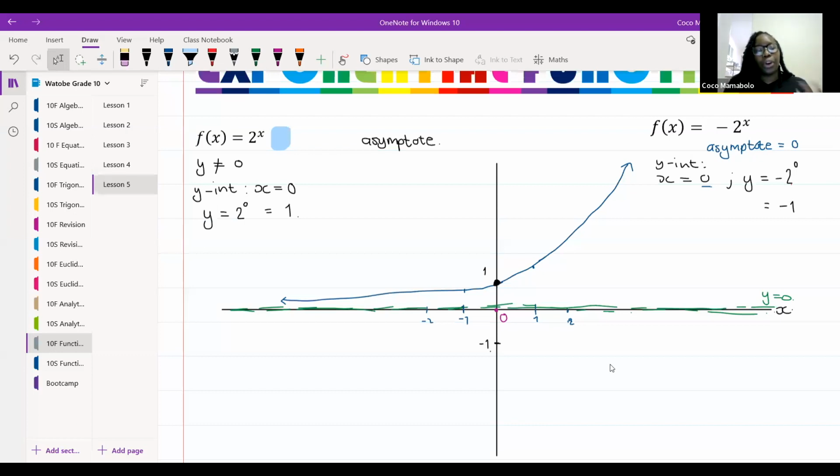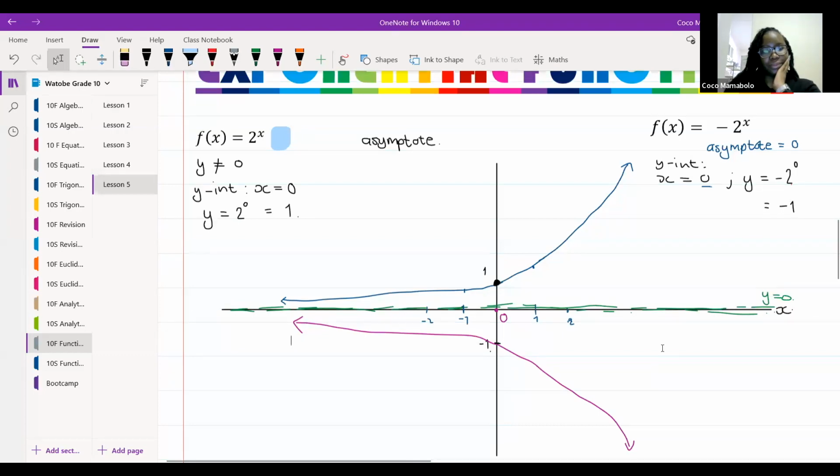Now, the way our graph will curve is this way. Now, remember, our graph can't touch. Our graph will curve in this direction, because all of our positive values will just be negative. Actually, we won't have any positive values. Any positive values, they'll all be negative. All right.